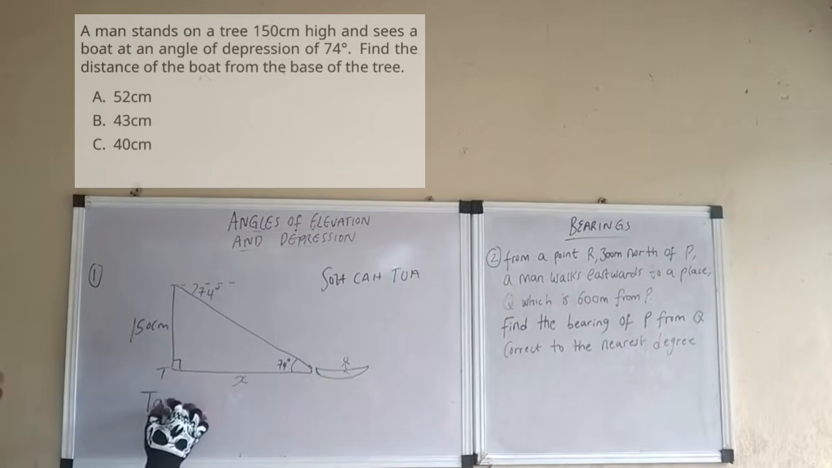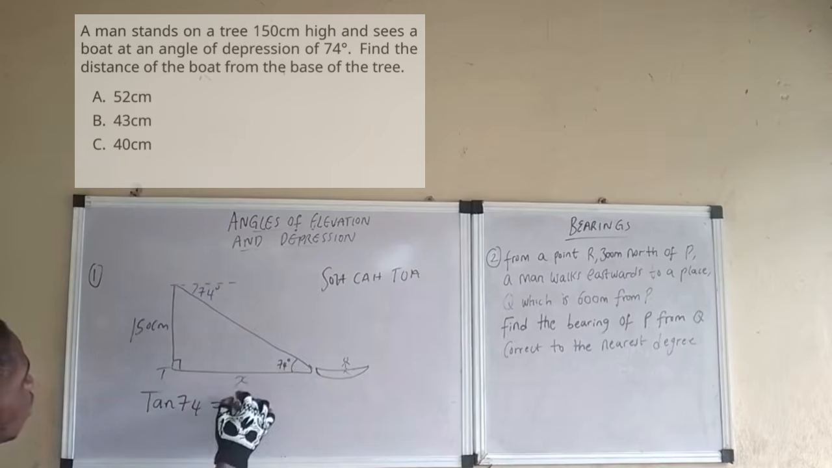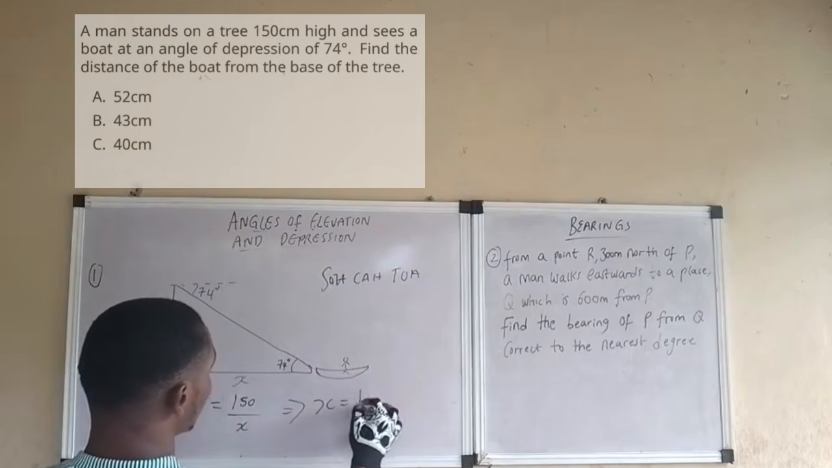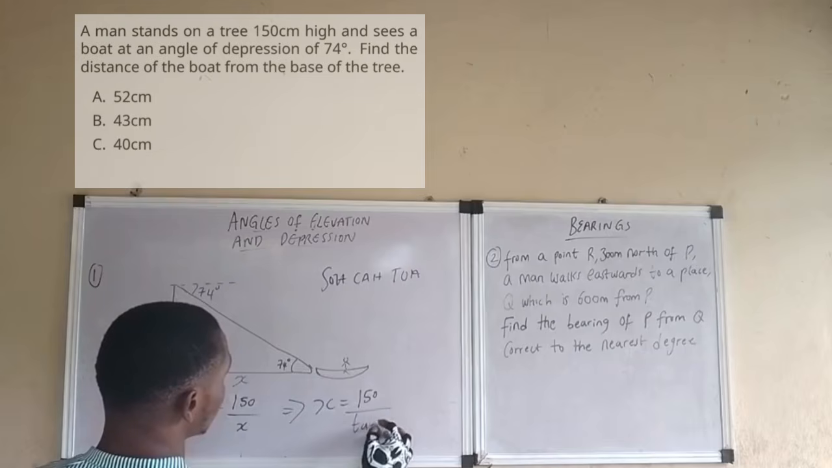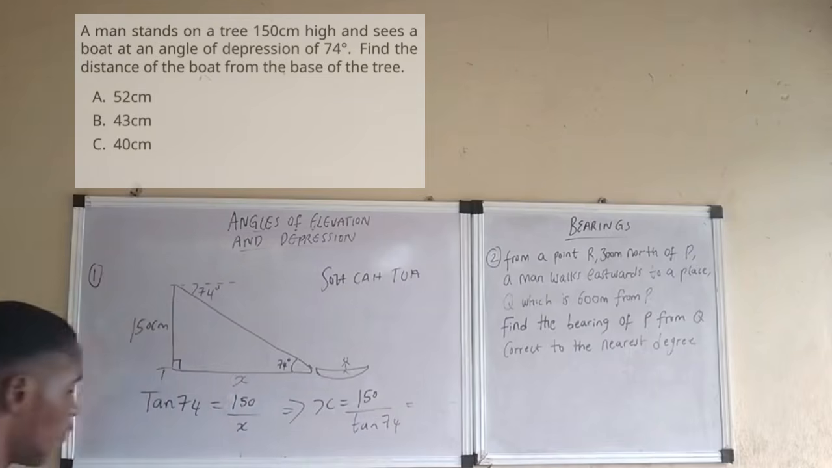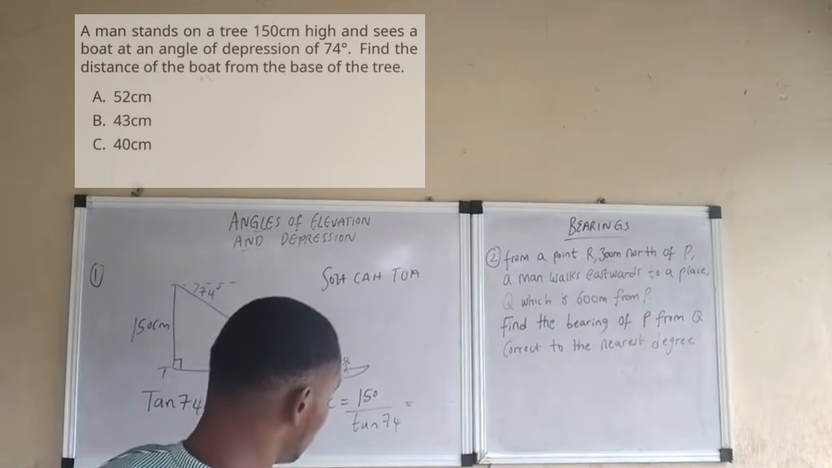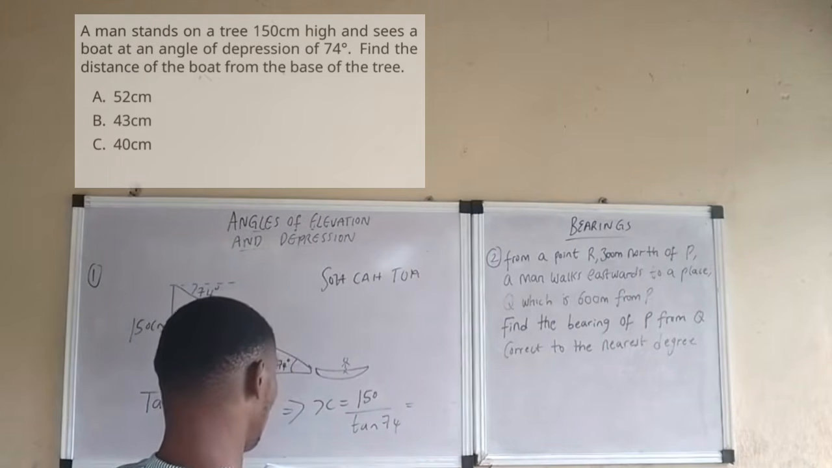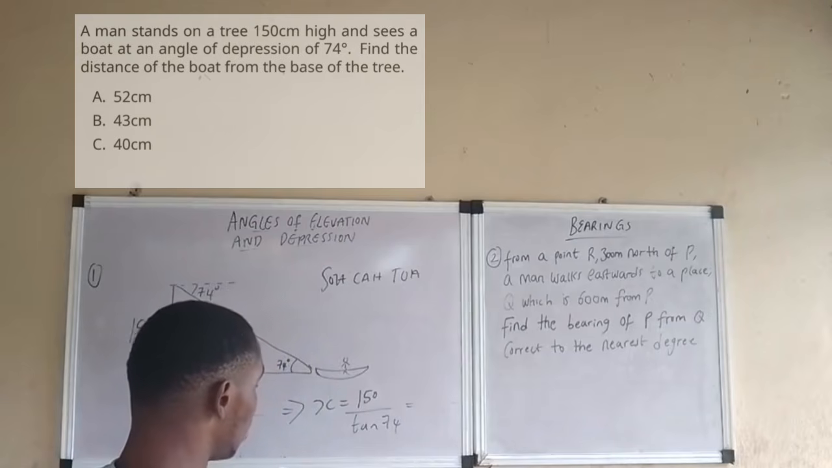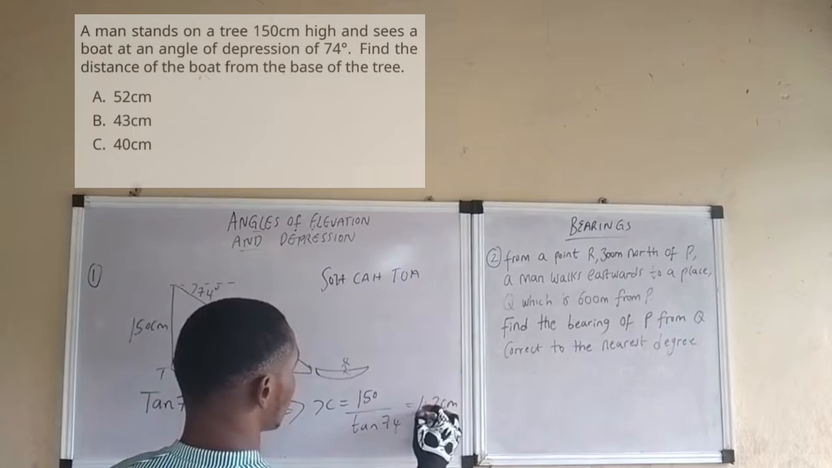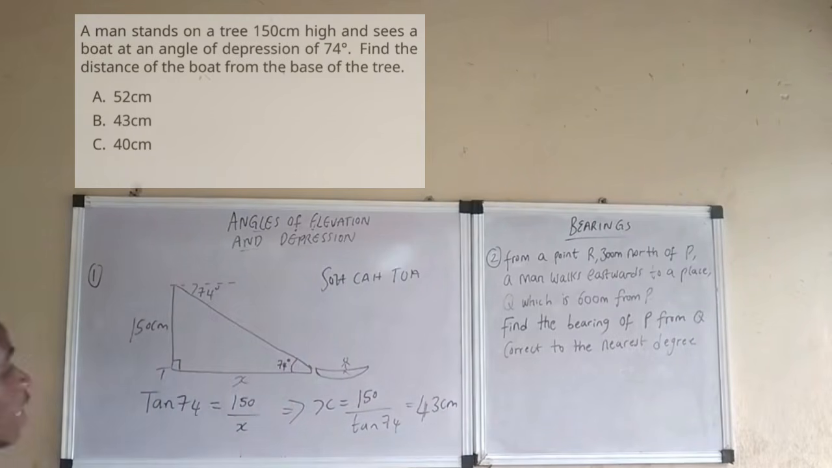So it means that tan of this angle 74 is equal to the opposite over the adjacent, x. So x is actually equal to 150 divided by tan 74. If you punch that in your calculator, you are going to have 43 centimeter. Do you understand? You're going to have 43 centimeter. Okay, so that is it. So the correct answer is option B.